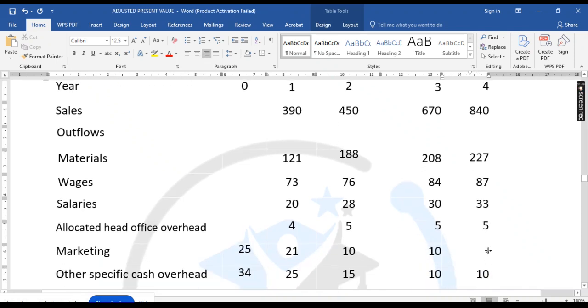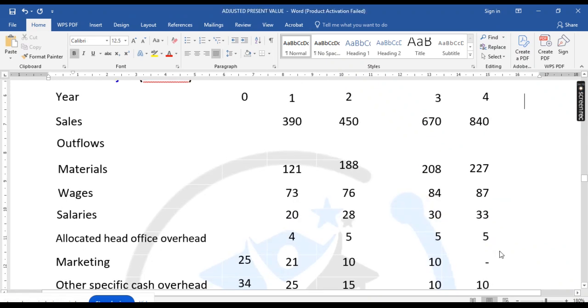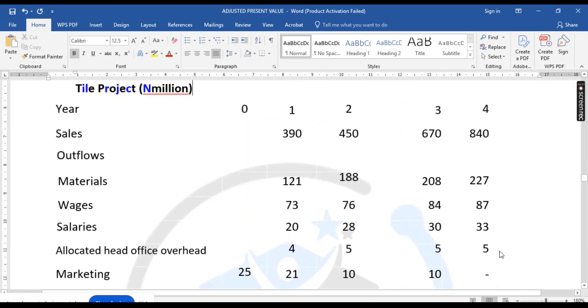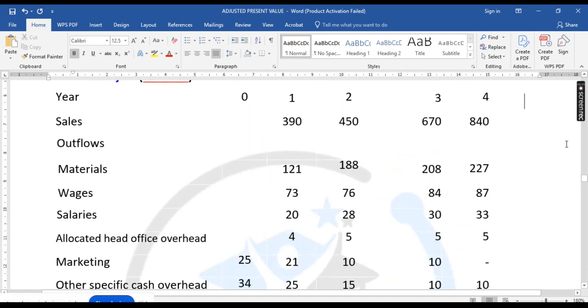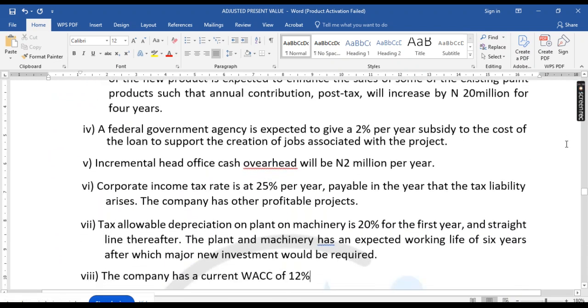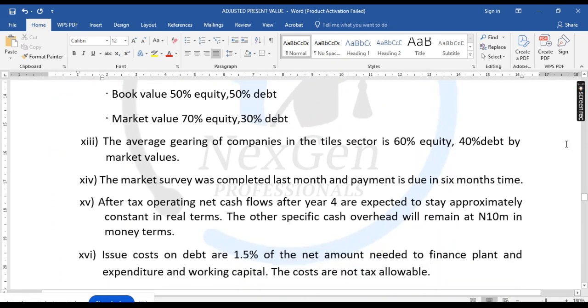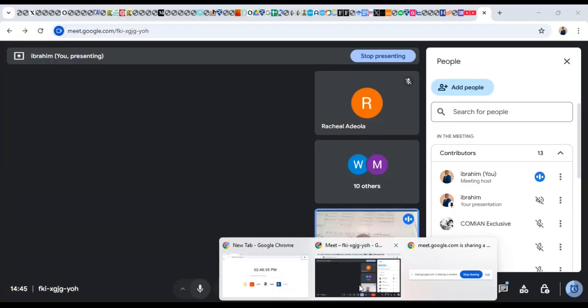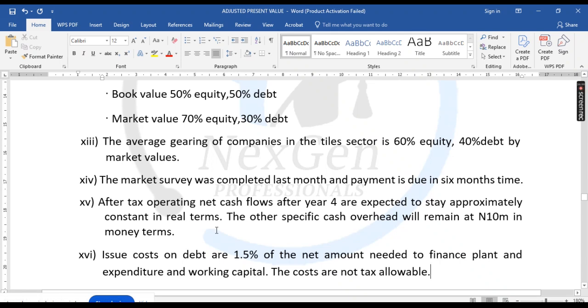We don't know whether they give us any notes. So the market survey, you remove it, it is not relevant. After year 10, they say it remains 10. And for the allocated head office and marketing, let's check if they give us any notes on that. Of course, marketing is a relevant cost. Do you know why? Because it is for the project. We want to market the capital investment, with people giving out paper and flyers and all those things. So marketing is a relevant cost here.